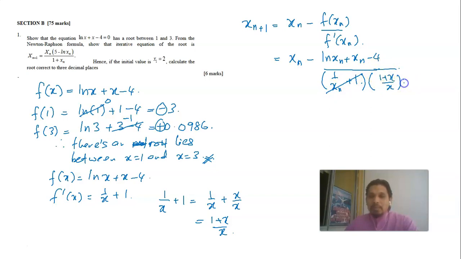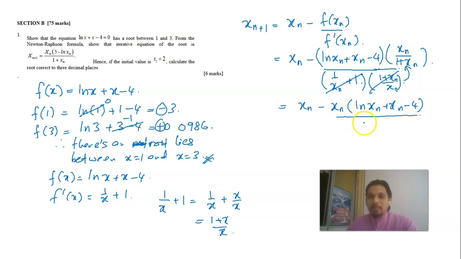So if we bring this denominator, we call this fraction above here, then it now becomes xn minus, okay, this is xn and xn. So it's just like we multiply this xn divided by 1 plus xn. So xn multiplied by everything here comes out with xn natural log of xn plus xn minus 4, divided by 1 plus xn.